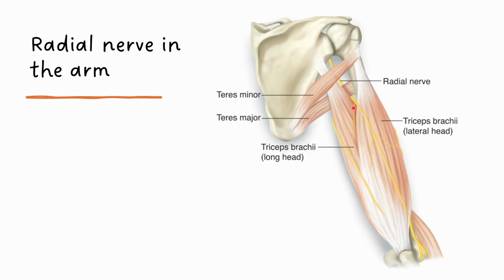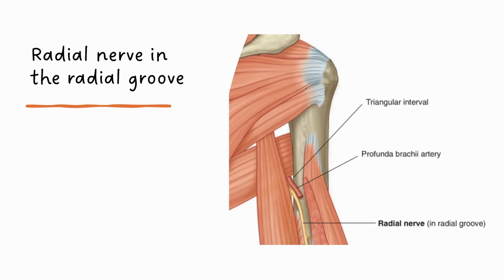It enters the lower triangular space through which it reaches the spiral groove along with the profunda brachii artery. The course in the radial groove is clinically very important. It is the landmark you must never forget. Here the radial nerve lies in direct contact with the humerus. It winds around the back of the humerus in the spiral groove, traveling with the profunda brachii artery sandwiched between the medial and lateral head of triceps. So it is the single most clinically important part of its course.